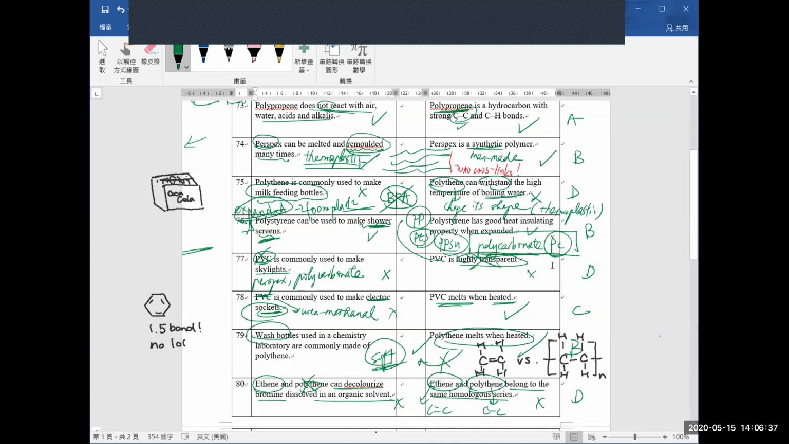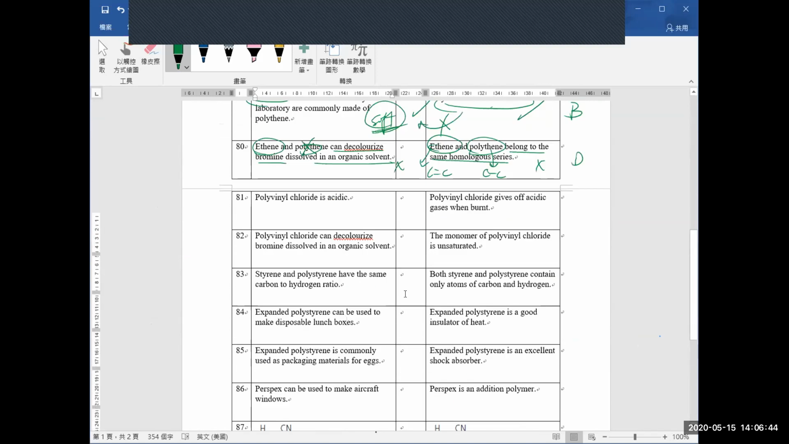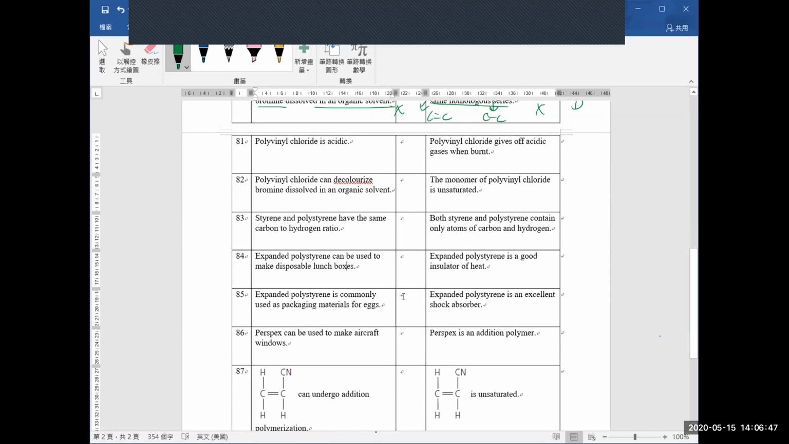81. We have 10 more questions to go. Vinyl chloride is acidic. Polyvinyl chloride gives off acidic gases when burned. How wrong is this? The first statement: vinyl chloride itself is not acidic, right? It does not dissolve in water to form any hydrogen ions, so it's wrong. How about the second statement? What are the acidic gases when burned? Can you give me some examples? Yes, HCl is an example. So C. 82.